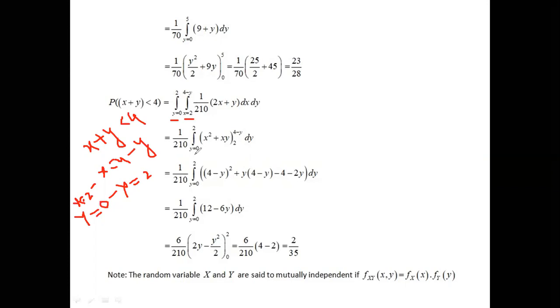So we are doing the integration with respect to x first, which will be 2 into x square by 2 plus yx, with the limits 2 to 4 minus y. After substituting the upper and lower limits, we got the simplified equation as 12 minus 6y. Again we integrate with respect to y, so we are left with 12y minus y square, where 6 is taken out as common, so it is 2y and y square by 2. After that, we substitute the y limits and simplify, and we get the probability as 2 by 35. Thank you for this one. We'll see you in the next session.